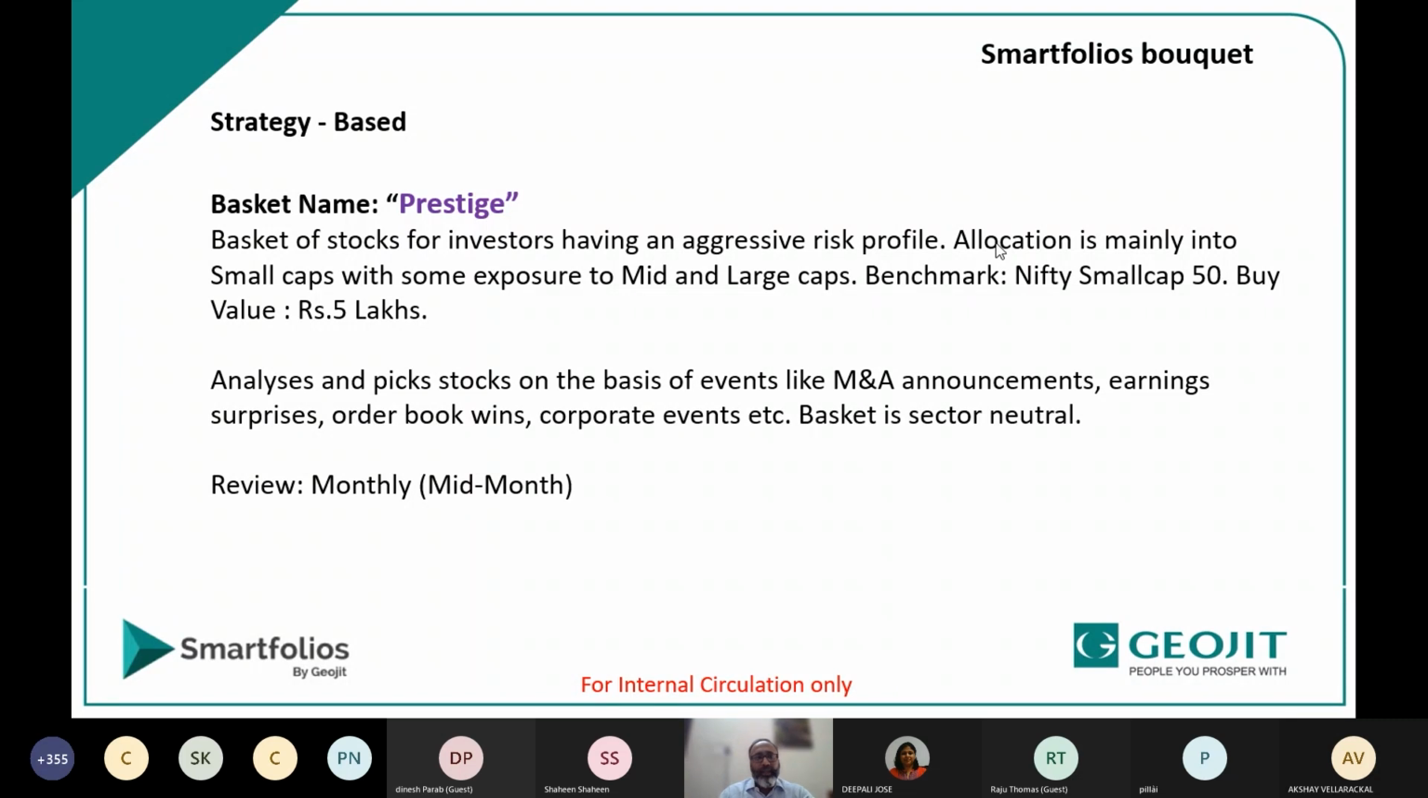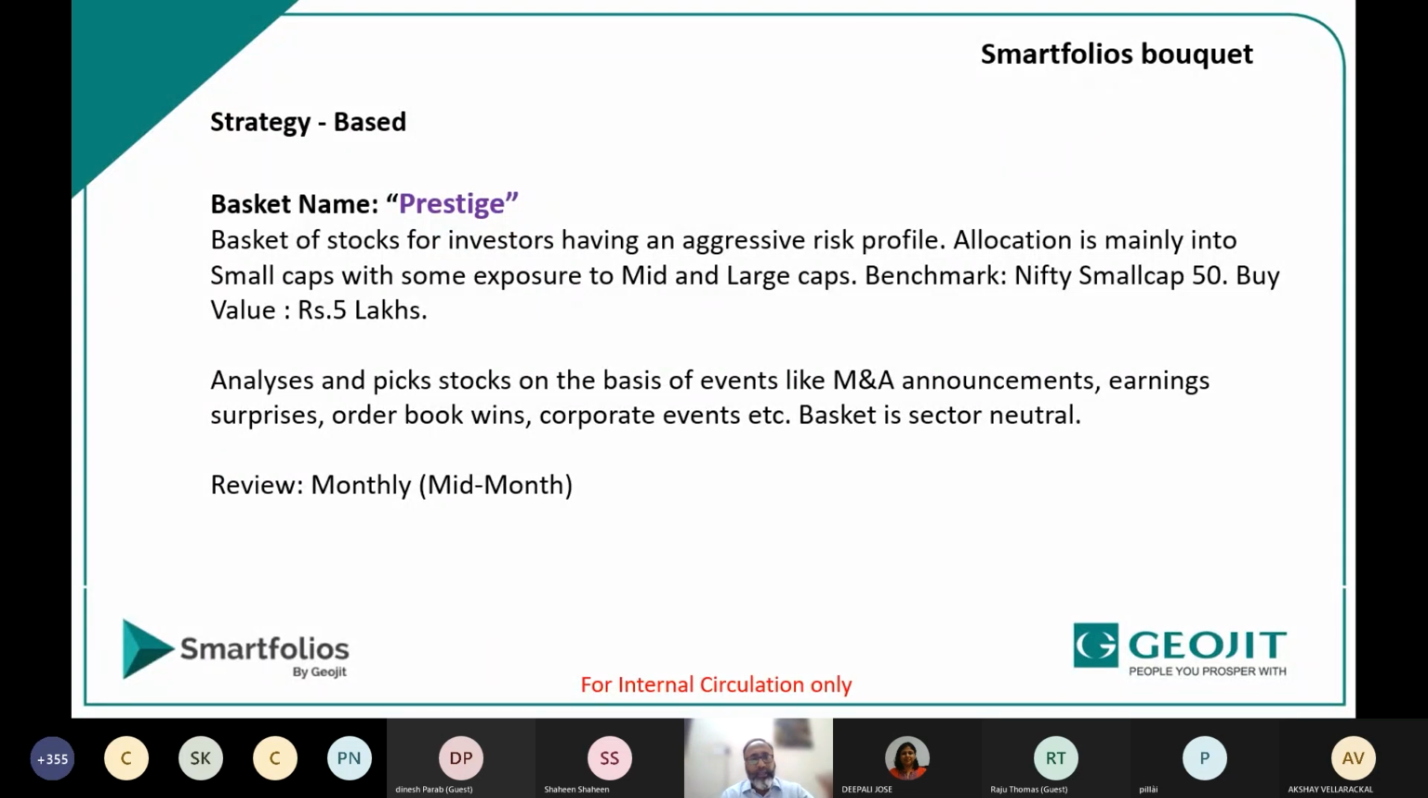The first basket that I would like to introduce you to is Prestige. The basket name is called Prestige. The fund manager is Lotus Dew Investment Advisors over here. Now, this basket is only for investors having an aggressive risk profile, because in this basket, around 80% of the exposure is into small caps. Now, you should understand the risk that small caps carry, right? That is why this basket is only suitable for investors that have an aggressive risk profile. It is a high risk, high return basket.